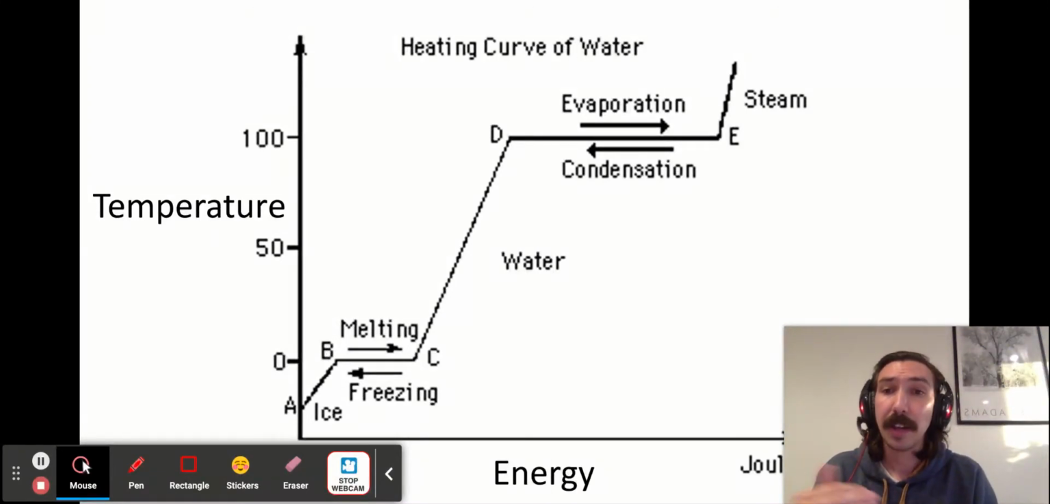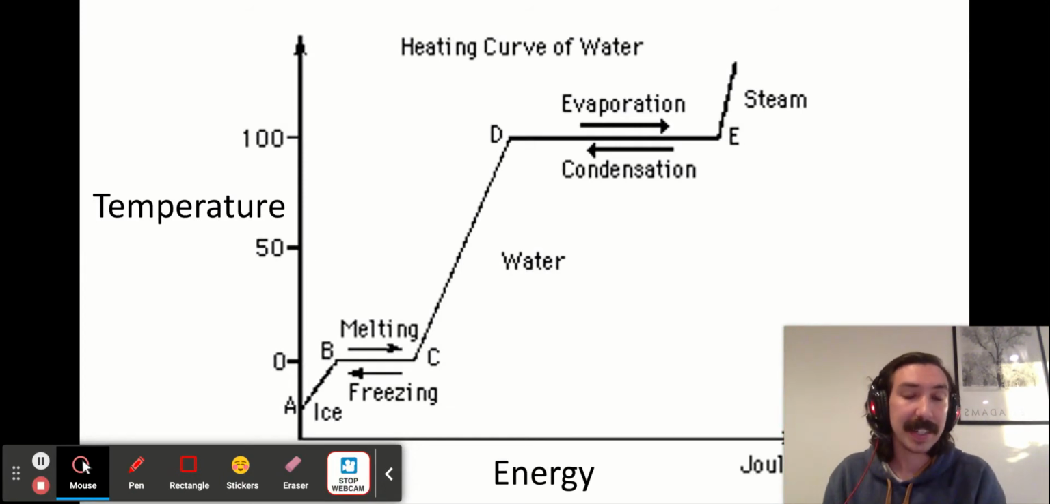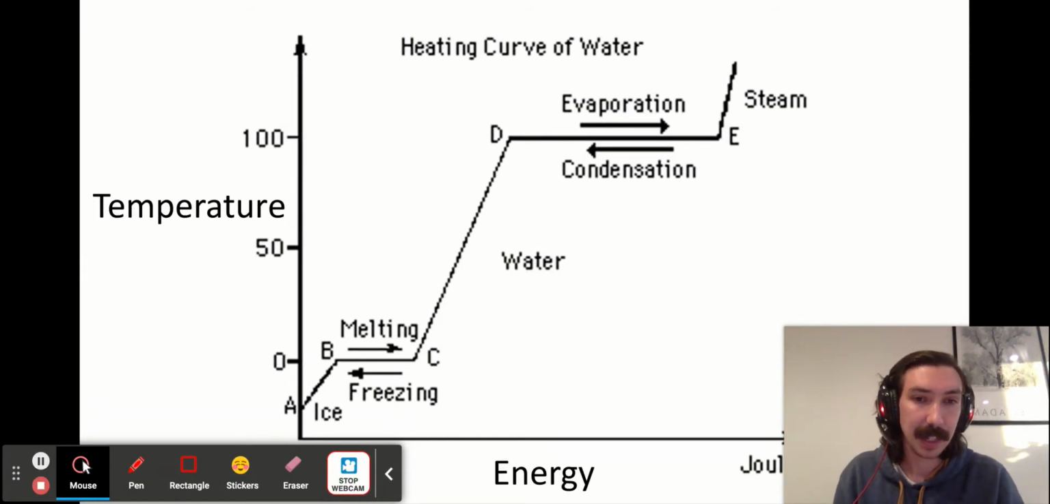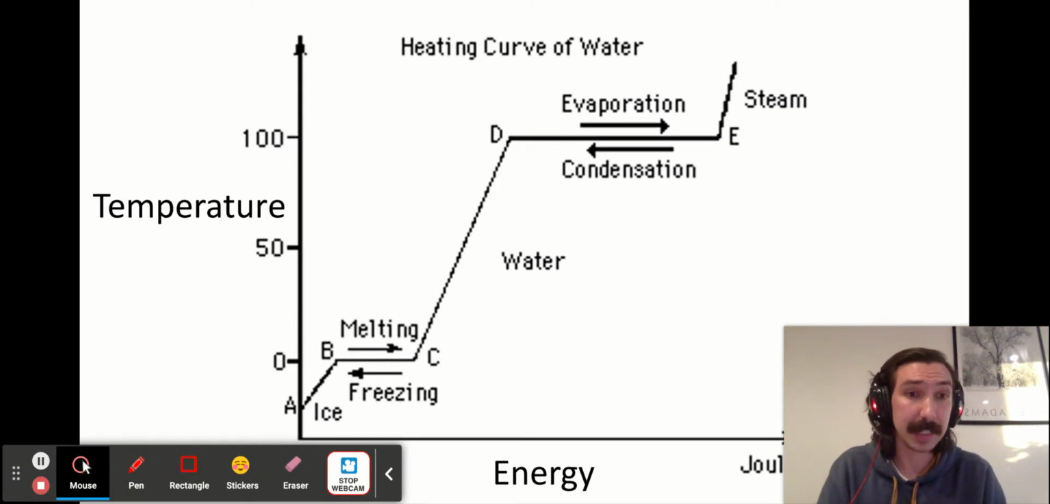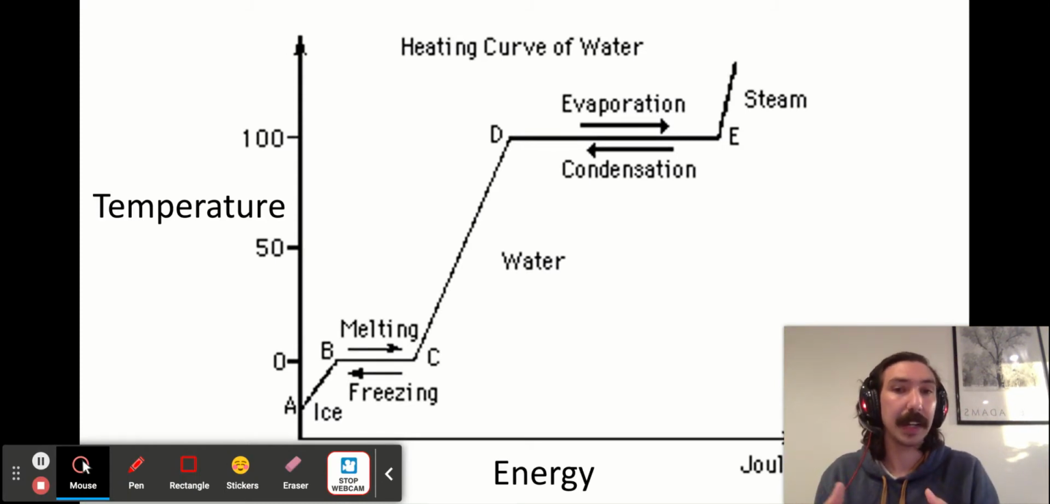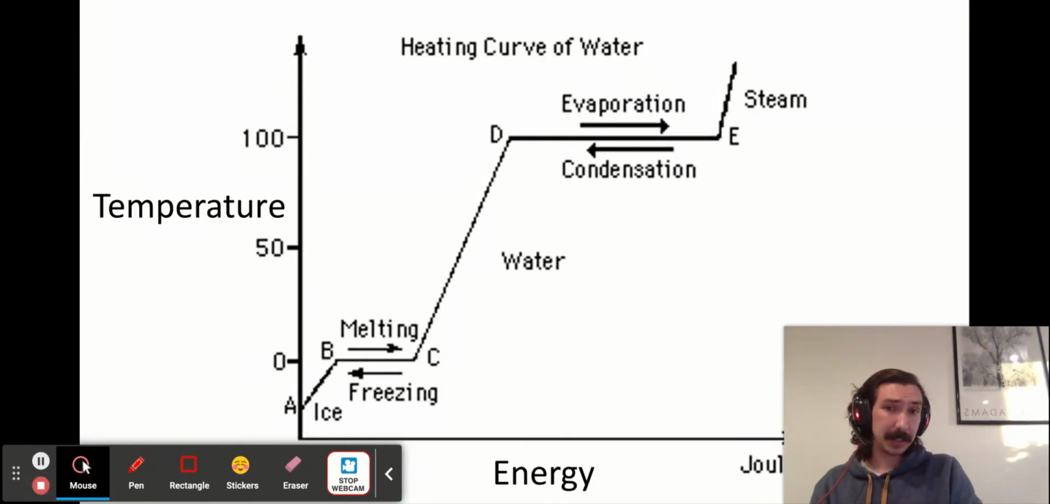So if you take a look at this graph, our temperature is our y-axis, our energy is our x-axis. We could also think of that as time because we're heating it up over a fire. So the more time goes by, the more energy it will be absorbing. And that ice starts out below 0 degrees Celsius.